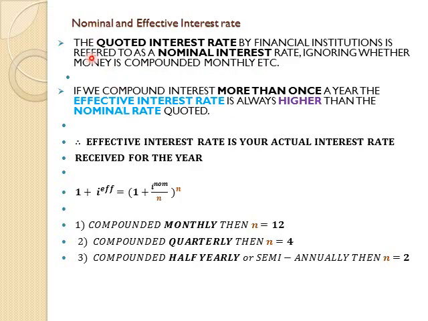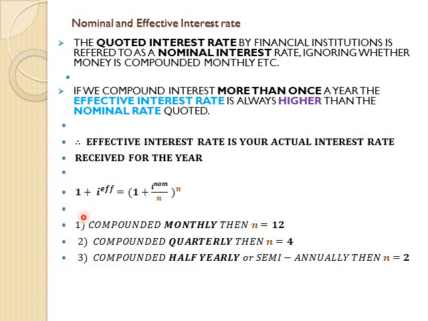In short, the quoted interest rate that's given to us by any financial institution is normally referred to as my nominal interest rate. That is, we're ignoring whether money is compounded monthly, quarterly, daily, etc. Now, if we compound interest more than once a year, the effective interest rate is always higher than the nominal rate quoted. So effective interest rate is your actual interest rate received for the year.